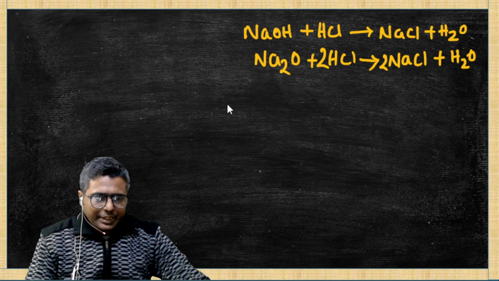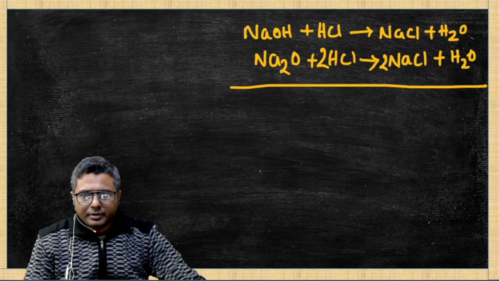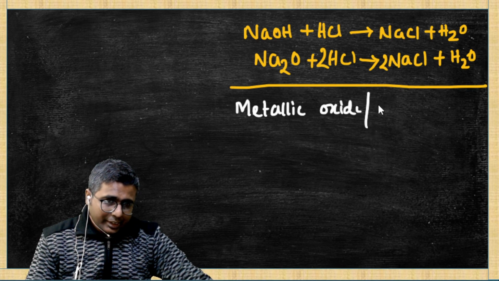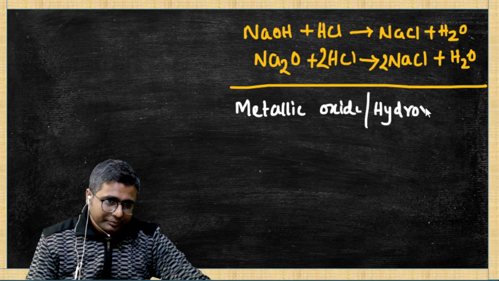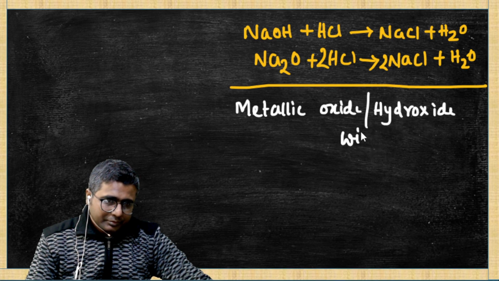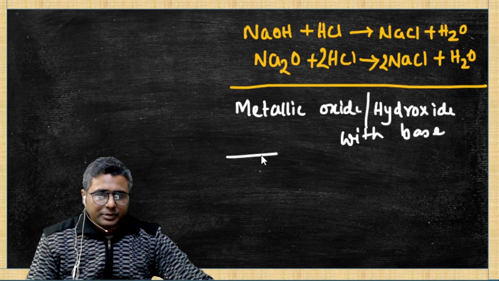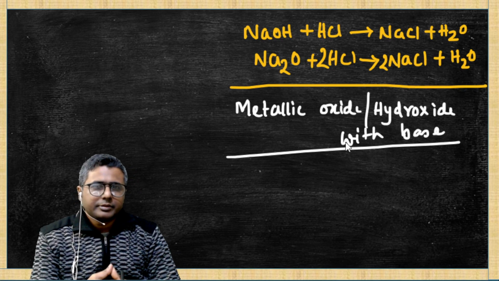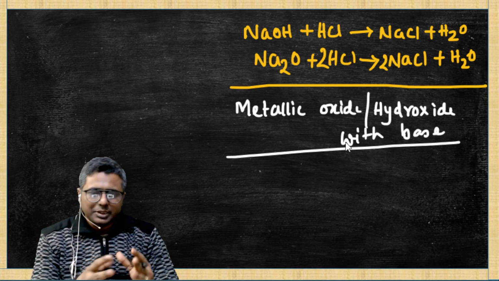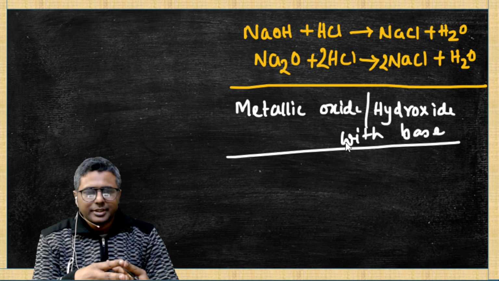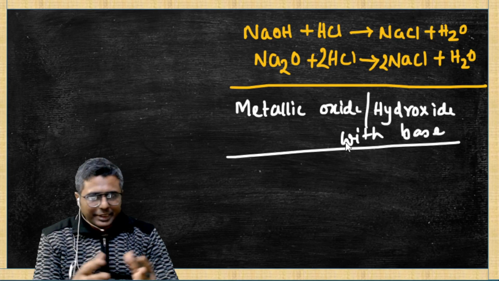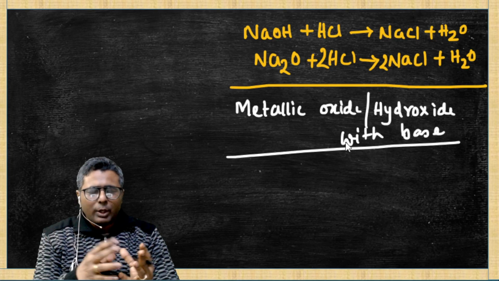What happens if I react some metallic oxide or rather hydroxide with base? See, metallic oxide or rather hydroxide is base only. So what will happen if they react with base itself? In natural thinking, there should be no reactions, right? Actually, if you react NaOH with KOH, there will be no reaction. You can just put NaOH and KOH in a bowl of water. Nothing is going to happen.